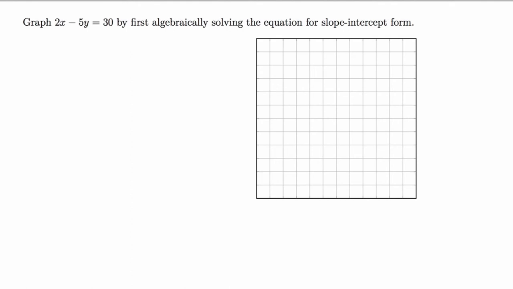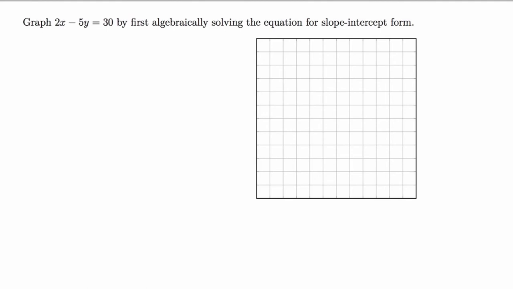Now it's your turn to graph the equation 2x minus 5y equals 30 by first algebraically solving this equation for the slope-intercept form. If you've not tried this problem on your own in the lecture notes packet first, please pause the video, return to your lecture notes packet, complete this problem on your own, then return to the video to verify that you've done this problem correctly.